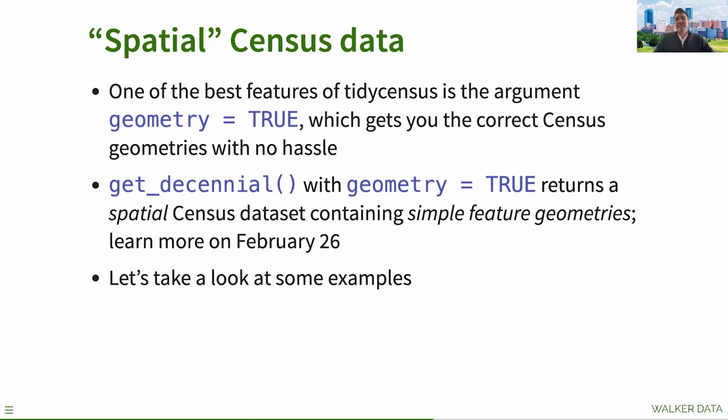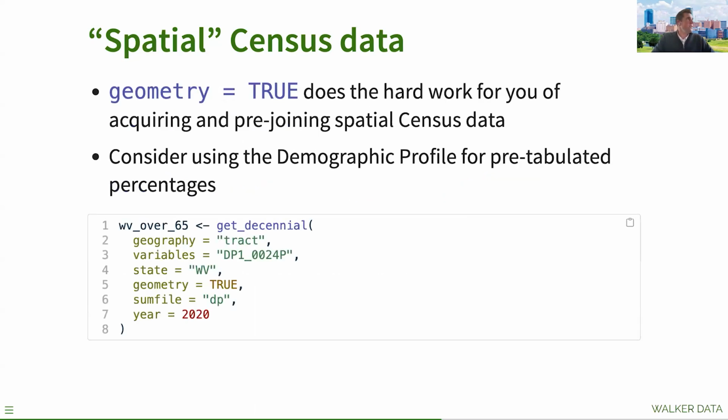So one of my favorite features of tidycensus is the geometry equals true argument. And it just gets you the geometries that you need. So the outlines of your counties or your census tracts or what have you without much hassle. And I want to show you some examples of how to get this done. So if you specify geometry equals true, that does the hard work for you of acquiring and pre-joining census data. So you don't have to go pull the geographic data and the demographic data and put all that together. tidycensus handles that for you.